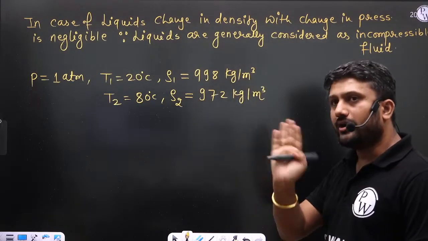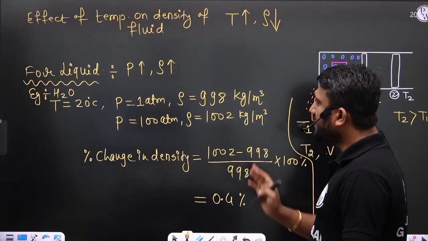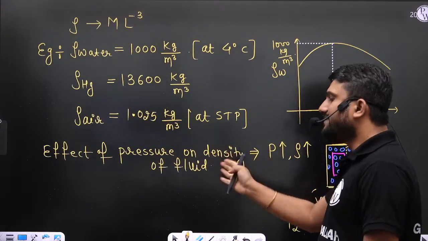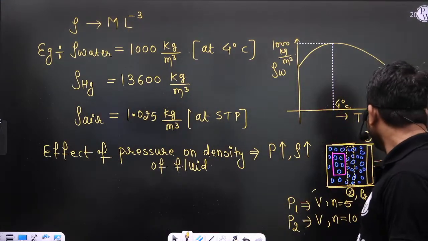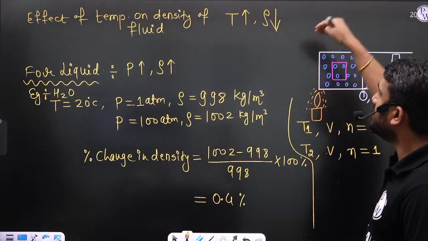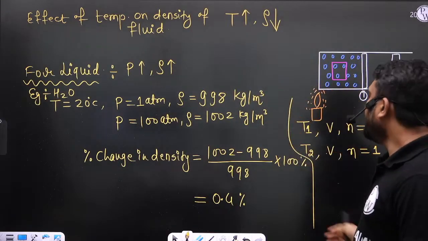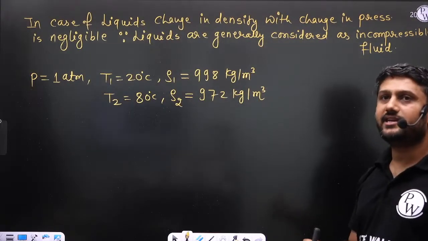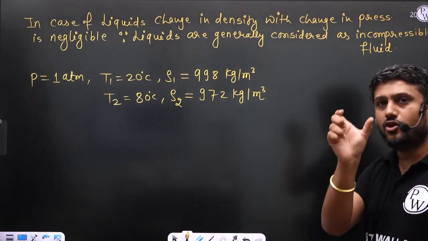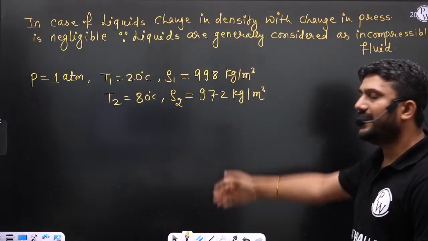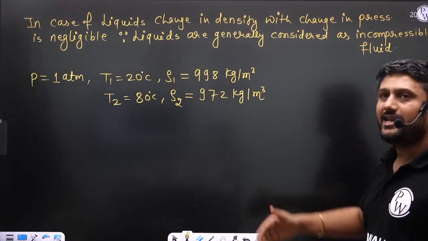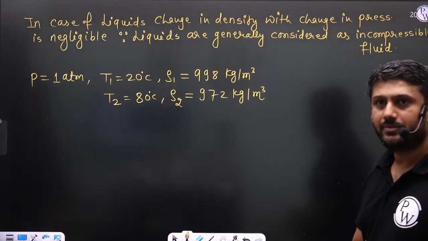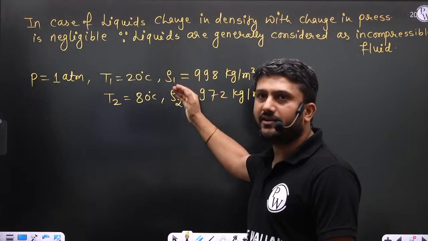For you guys, what is important? Effect of pressure on density of the fluid: when you increase the pressure, density increases. When you increase the temperature, density decreases. In case of the liquid, change of density with respect to change in pressure is negligible. This knowledge is important, not these numerical values. These numerical values I am taking for example purposes only, for better understanding. So these values are not important for you guys.